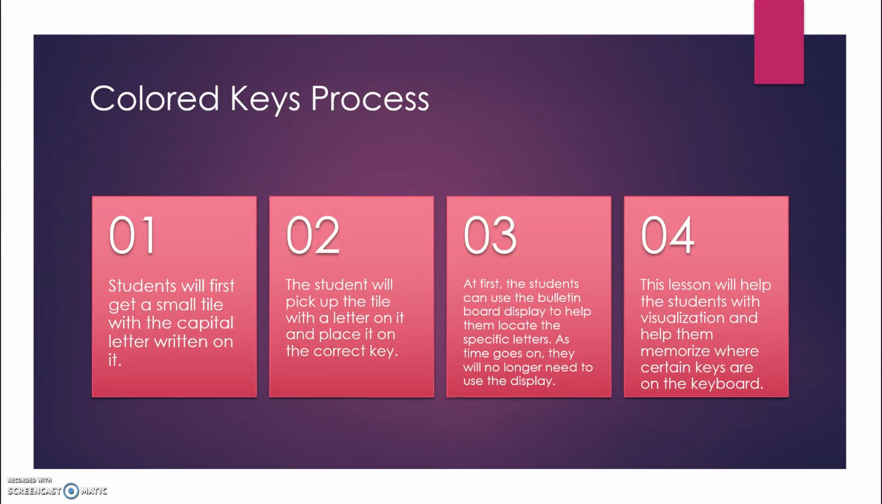Now, the activity involving the colored keys that was just shown on the last slide is that the students will first get a small tile with the capital letter written on it. The student will then pick up the tile with a letter on it and place it on the correct key. At first, the students can use the bulletin board display to help them locate the specific letters. As time goes on, they will no longer need to use the display. This lesson will help the students with visualization and help them memorize where certain keys are on the keyboard.